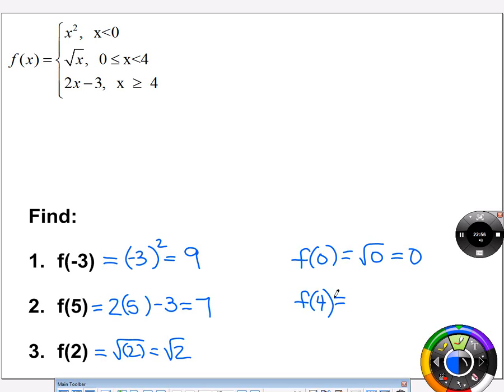Okay? What about if I wanted to plug in 4? Okay, so it's between the second and the third. Which one actually says you can equal 4? The third piece. So I'm plugging 4 into this.